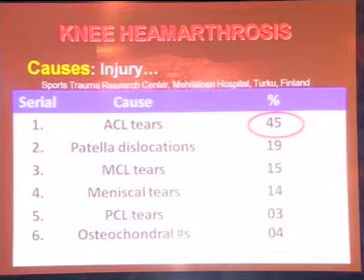According to the Sports Trauma Research Center from Finland, the main cause of knee hemarthrosis, in about 50% of cases, you are sure without going into the history, is an anterior cruciate ligament tear. Then there are others like patellar dislocations, at times MCL tears, meniscal tears, PCL tears, and very few osteochondral fractures.